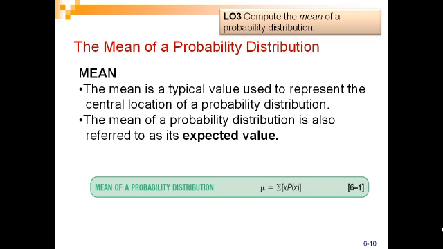The mean of a discrete probability distribution is computed by the formula mu equals the sum of x times P(x), where P(x) is the probability of a particular value x. In other words, multiply each x value by its probability of occurrence and then add these products.